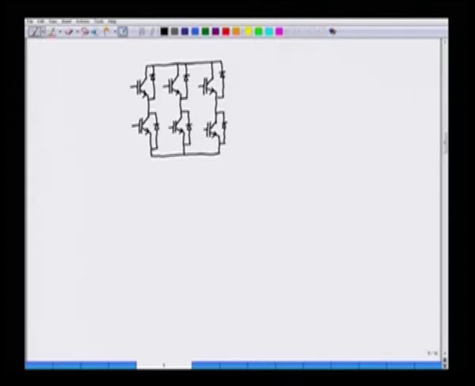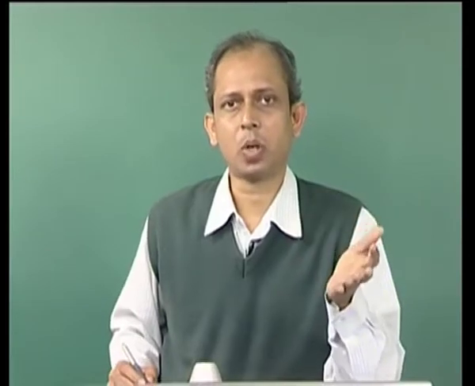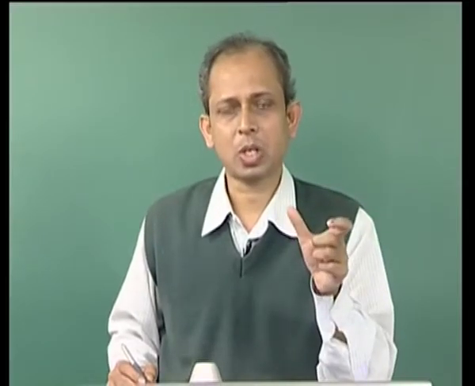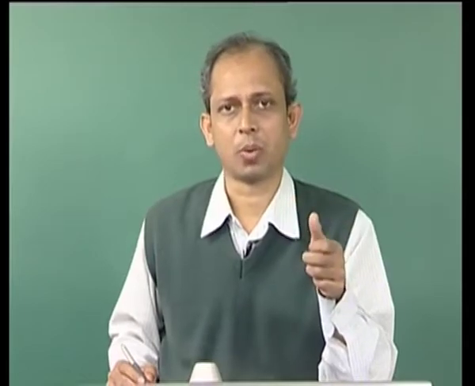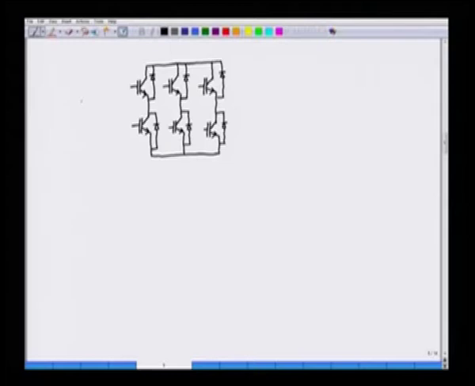And this converter is interfaced with the supply through three inductors. The inductor helps in control of current. So, when we want to control the input current free from harmonics and the input current should be in phase with the input voltage, we require these inductors essentially for current control. So, we have three inductors here for three phases.